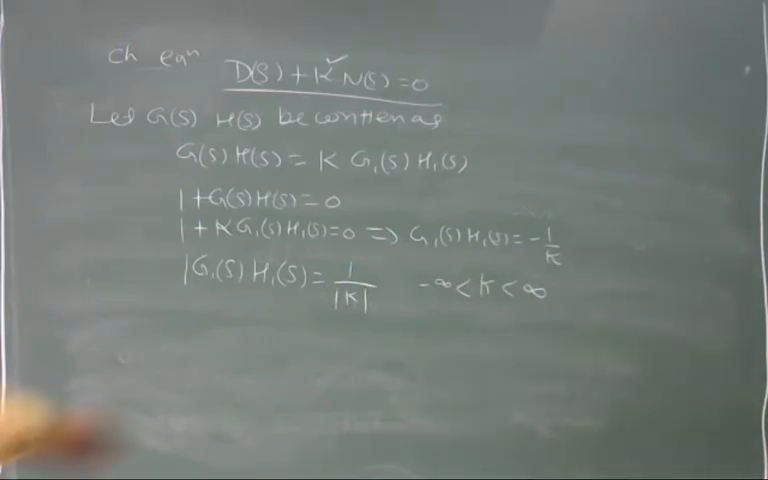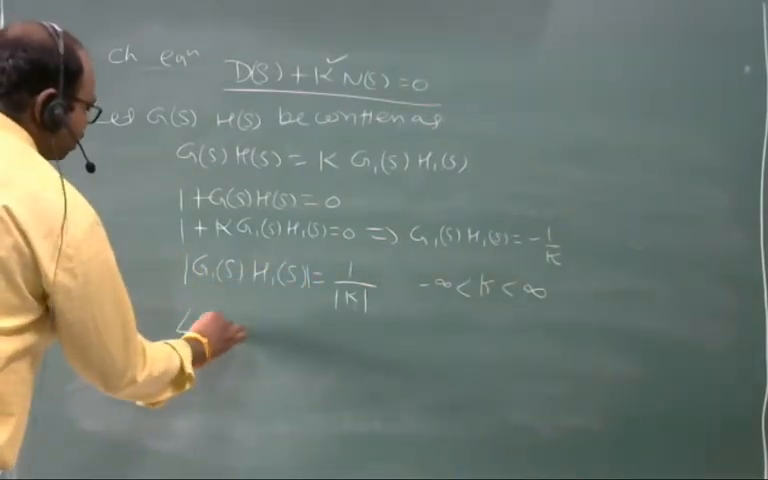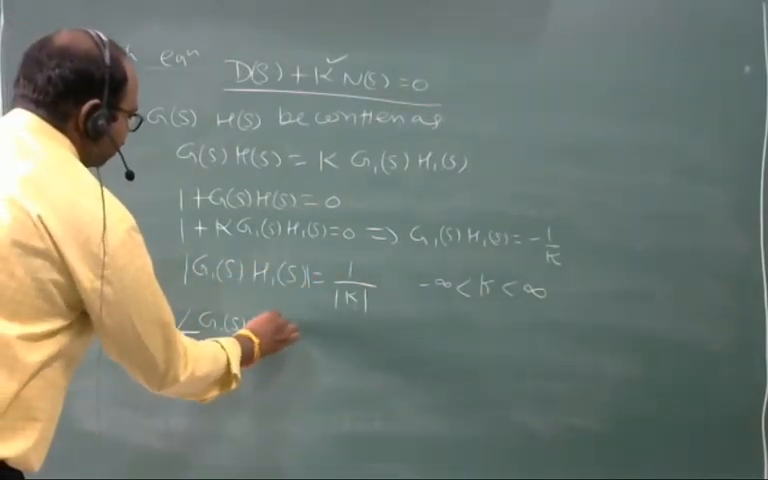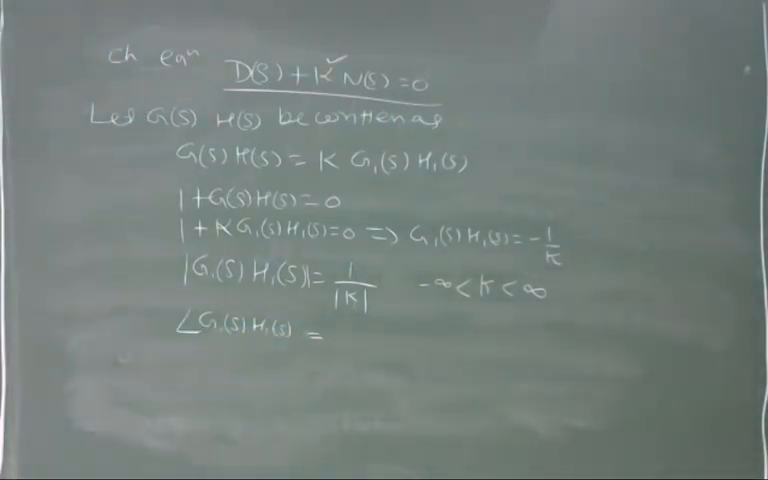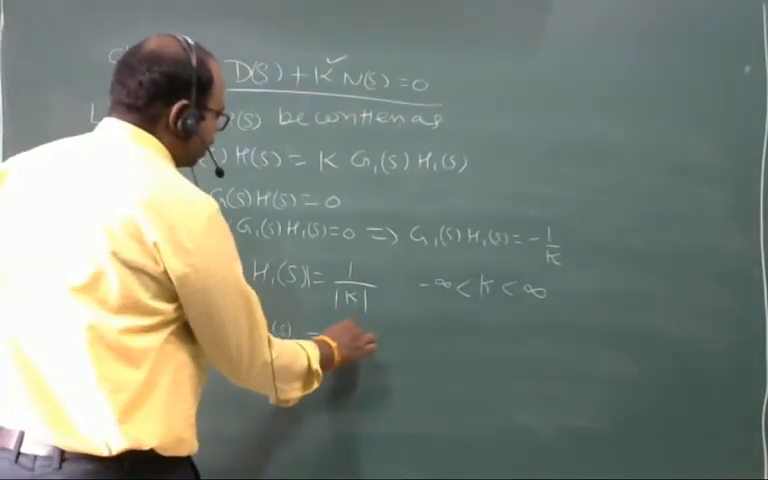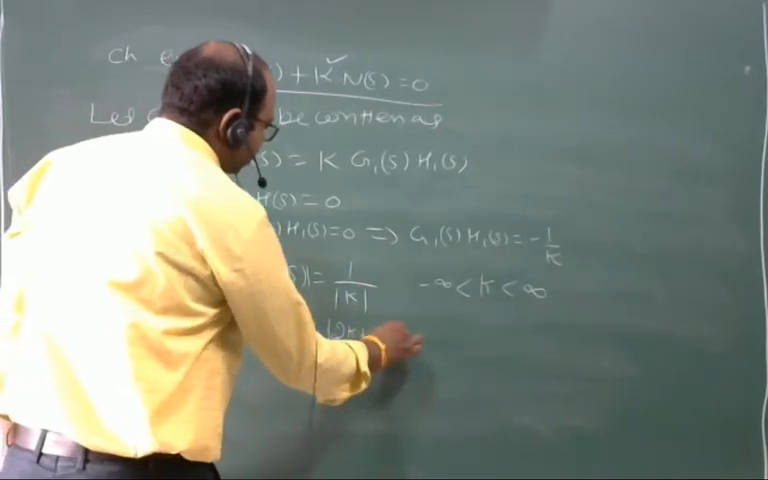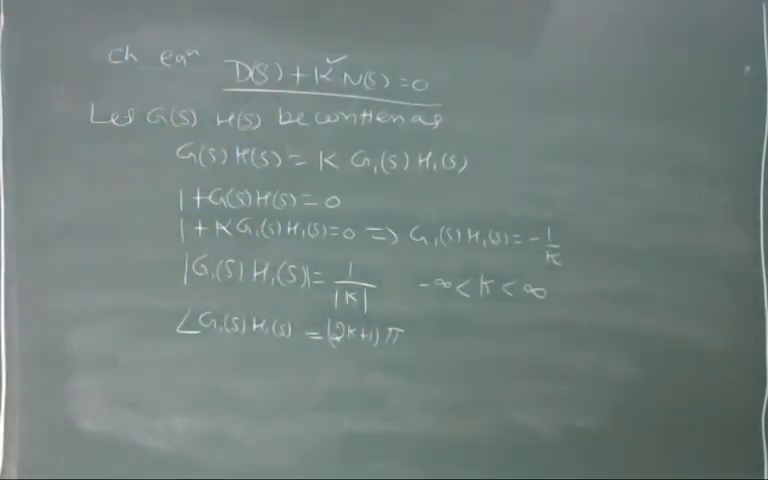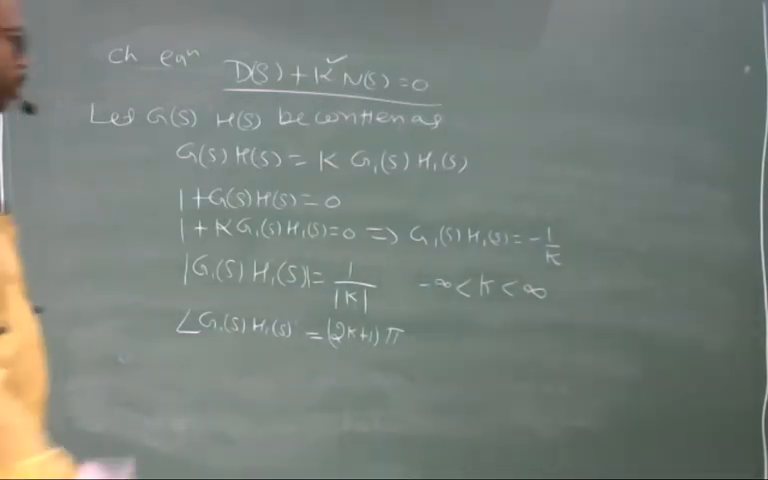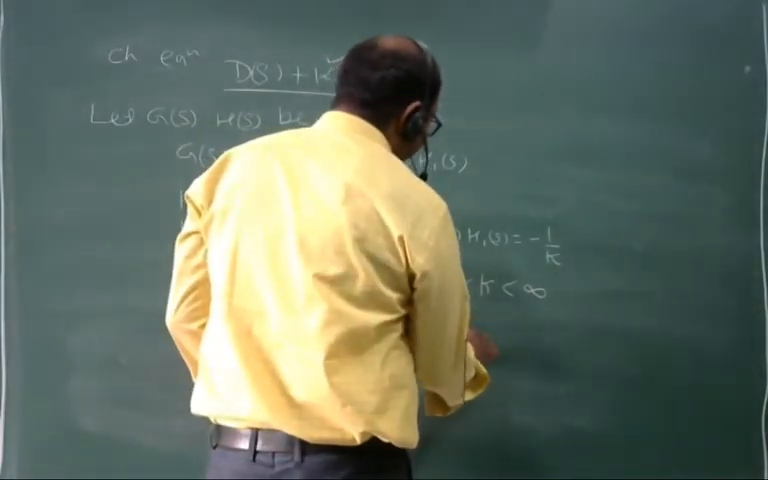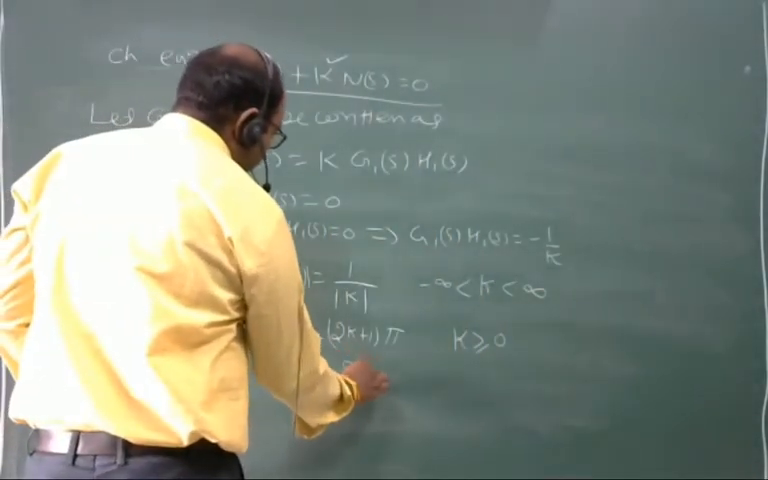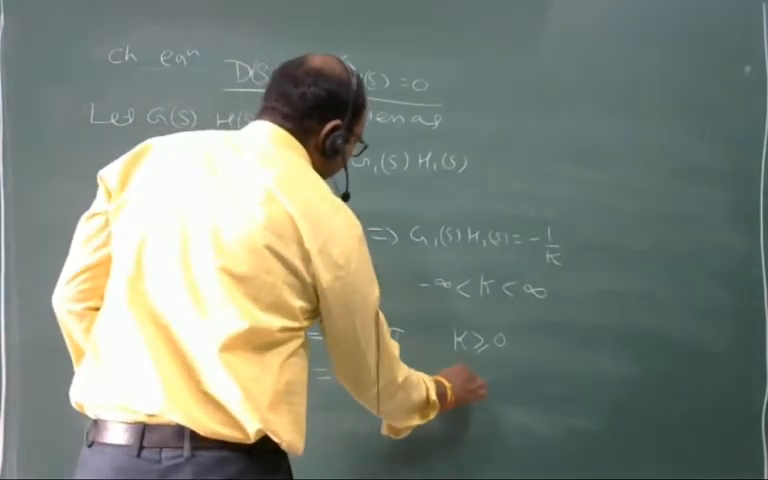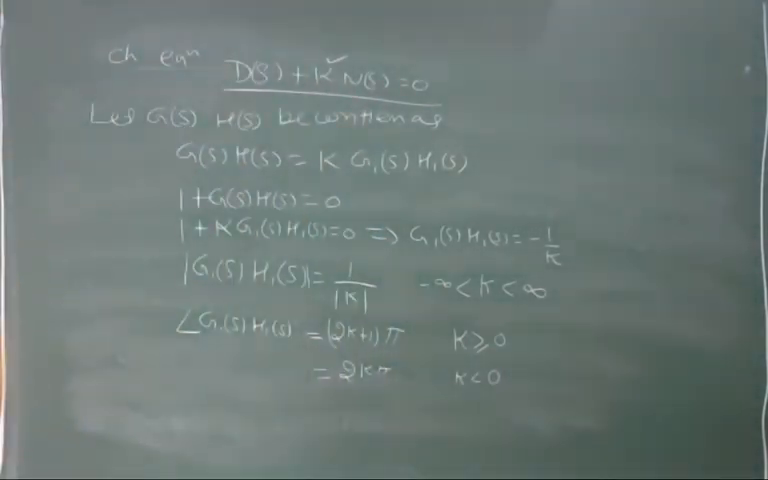And the angle of G1(s)H1(s) becomes (2k plus 1) pi when k is greater than or equal to 0, and it is equal to 2k pi when k is less than 0.